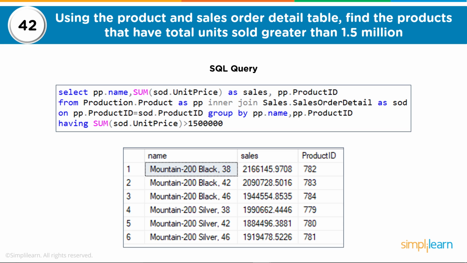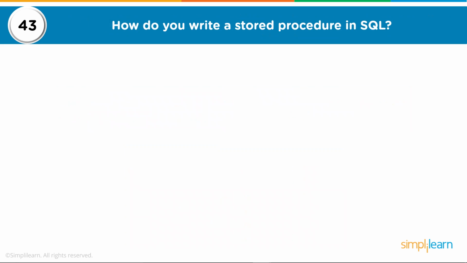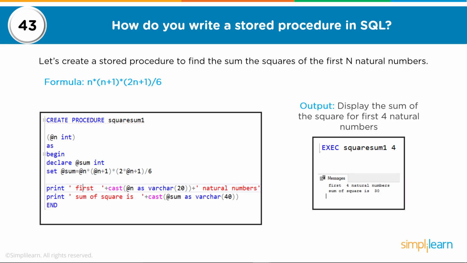How do you pull in the ID from one chart and the information from another chart and the sum totals on that chart? How do you write a stored procedure in SQL? Let's create a stored procedure to find the squares of the first n natural numbers.